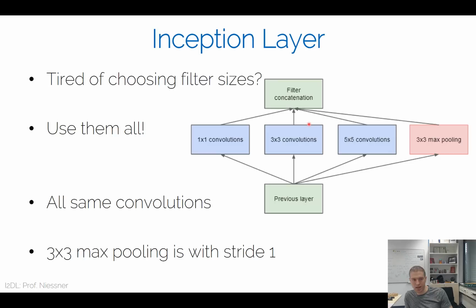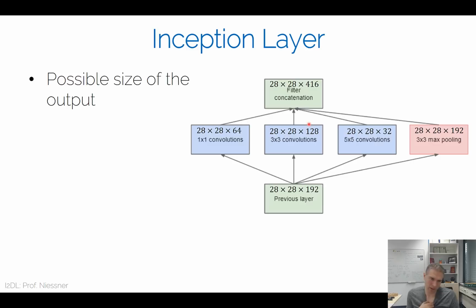Let's have an example. I just want to show how this works in practice. Let's say we have a previous layer of 28 times 28 with 192-dimensional features. Now you can run 1x1 convolutions, and here I'm running 64 of them over the entirety of the image. They don't change the size; again, nothing is allowed to change the size, otherwise we can't stack them. So these 1x1 convolutions produce a 28 times 28 times 64 feature channel.